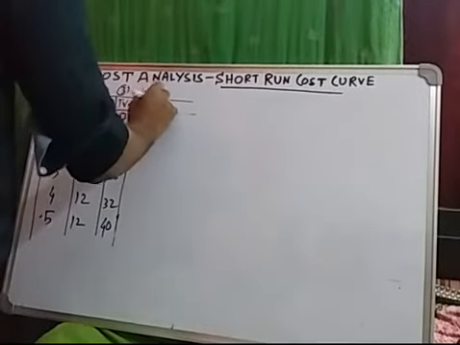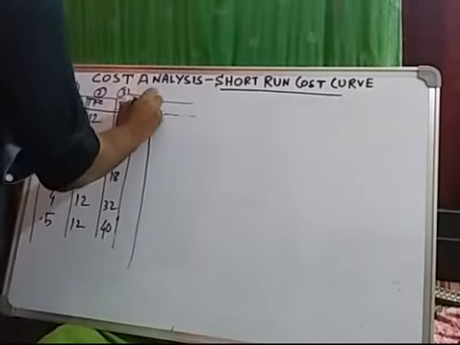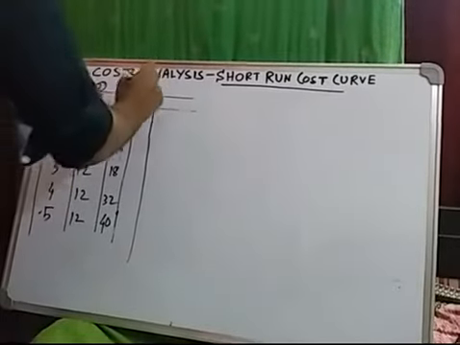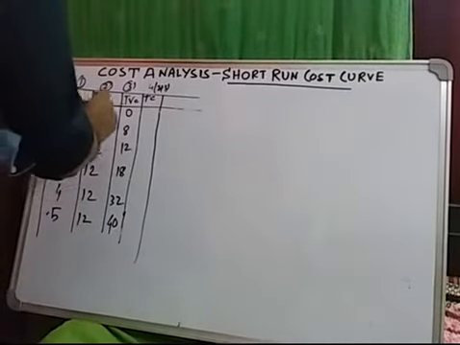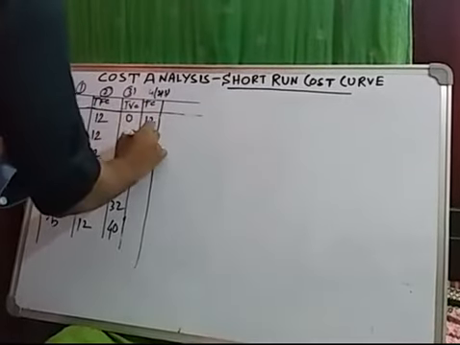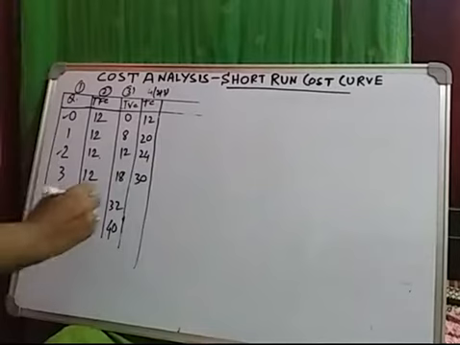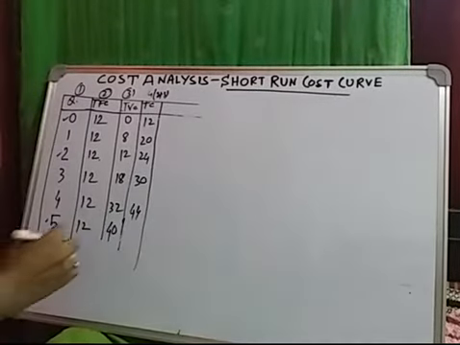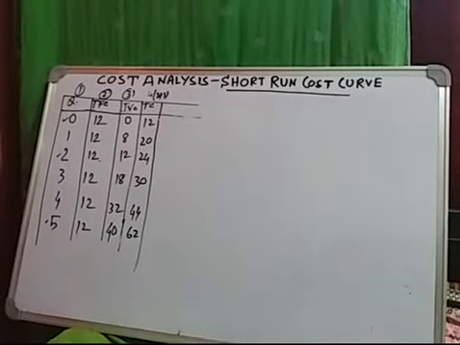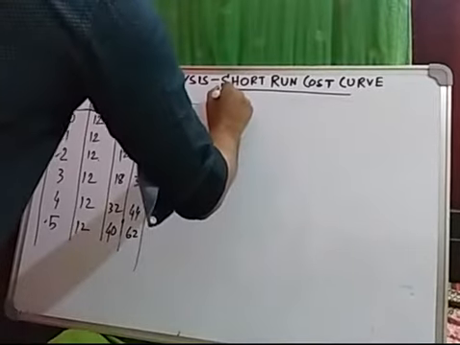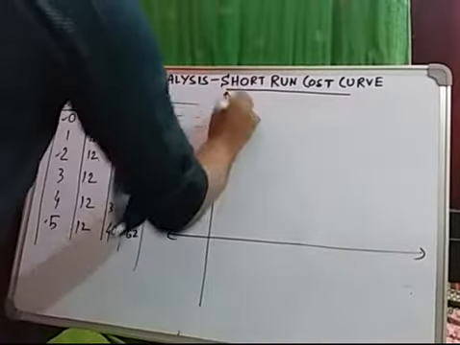So column number 4 is total cost. Total cost is equal to column number 2 plus column number 3. That means TFC plus TVC. So 12 plus 0 is equal to 12. 12 plus 8 is equal to 20. Is equal to 24. Is equal to 30. Is equal to 44. And is equal to 62. Clear? Now again I am plotting this data and see how you can draw the TC curve.